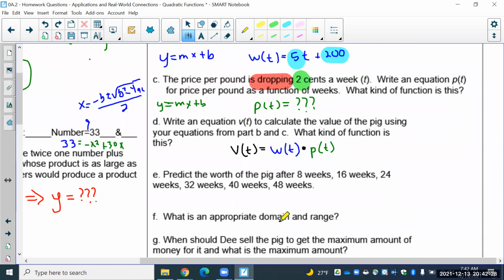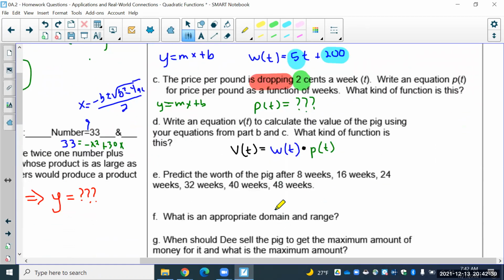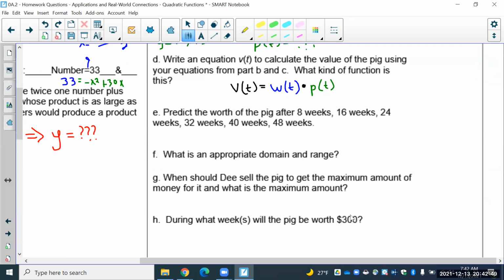One thing that some students have trouble with is what is the domain? Well, next year I decided to actually put at the top that she bought this pig on January 1st, so that you would know that the domain was 0 to 52 weeks, because that's how many weeks are in a year. The range would be to plug 52 into the problem. For the maximum amount, you're still going to use minus b over 2a. When is the pig worth $300? You're still going to use the quadratic formula.